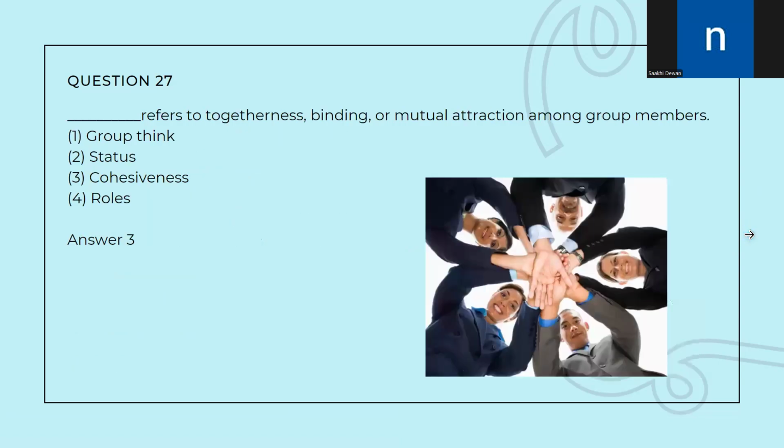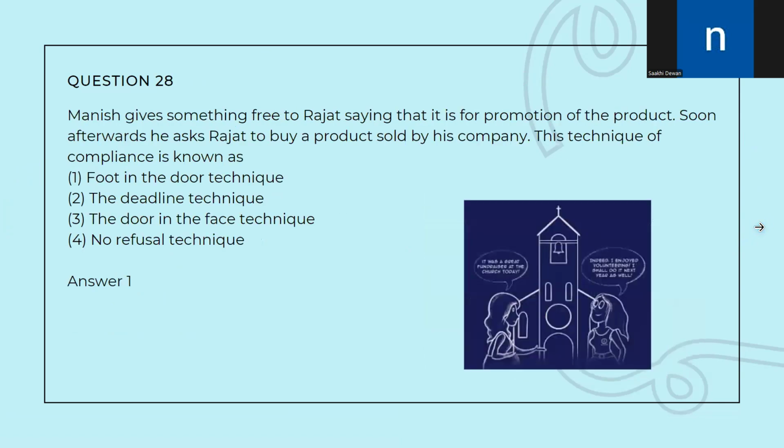Question number 27. Dash refers to togetherness, binding, or mutual attraction among group members. So from this statement, we can very well understand that the answer would be cohesiveness. Cohesiveness refers to the feeling of togetherness, binding, and mutual attraction between the members of a particular group. So the answer is third option, cohesiveness. Let us move to question number 28.